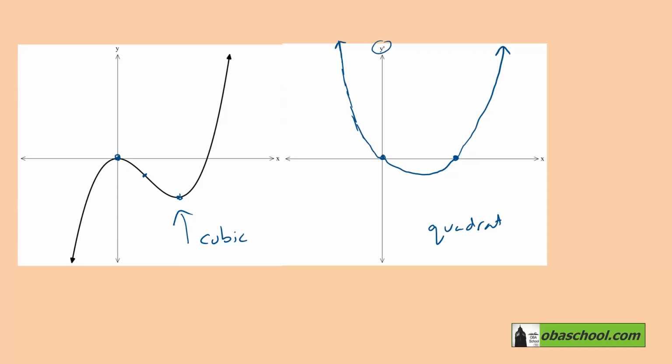Now if you look at this, this looks very much like a cubic, and this looks very much like a quadratic. And we know that if we differentiate x cubed, we get 3x squared. So we're going to expect to go from cubic to quadratic.